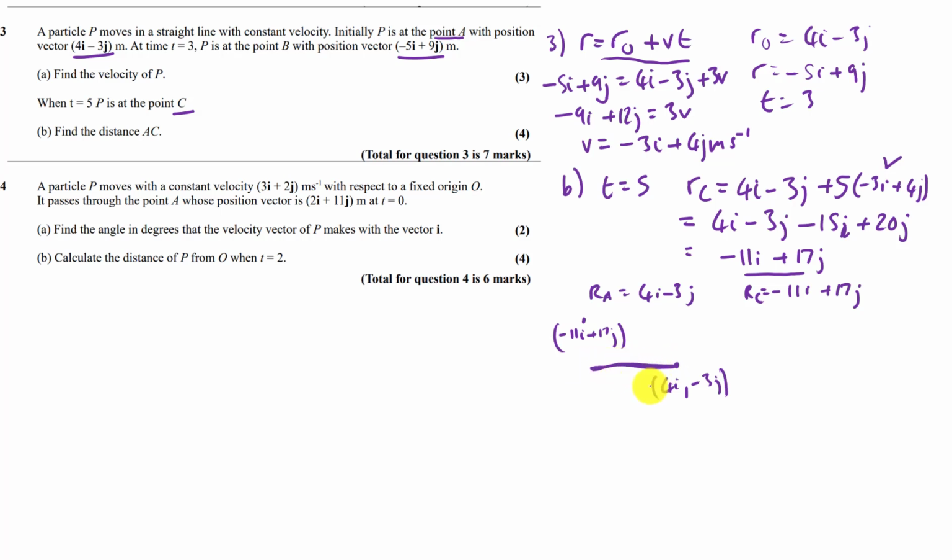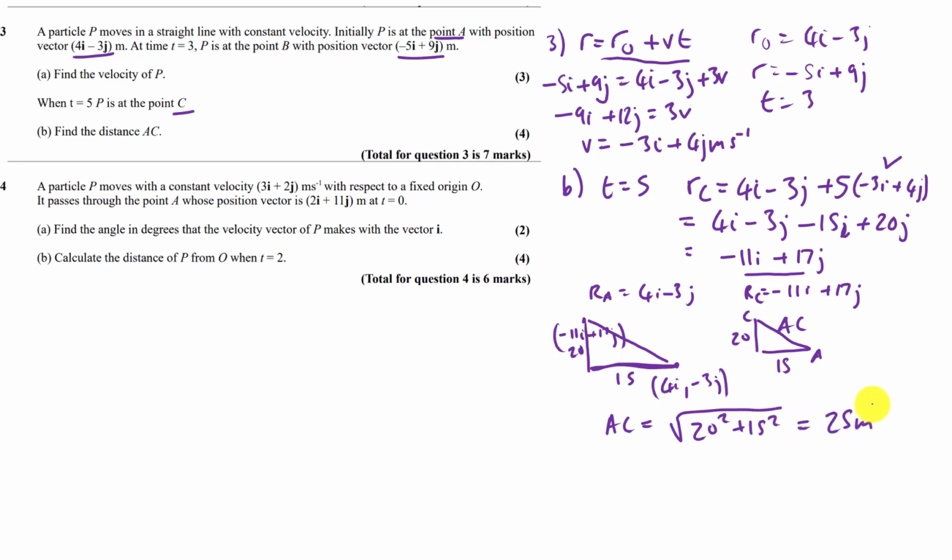From here to here, going from 4i all the way to minus 11i, you should remember you minus the two distances. So that is actually a distance of 15 across, and up going from minus 3 to plus 17, because you go plus 3 to get to 0, then another plus 17. So that side has to be 20. So we get this triangle, and that's A, and that's C. So we just use Pythagoras theorem there. AC equals square root of 20 squared plus 15 squared, and that equals a nice 25 meters.